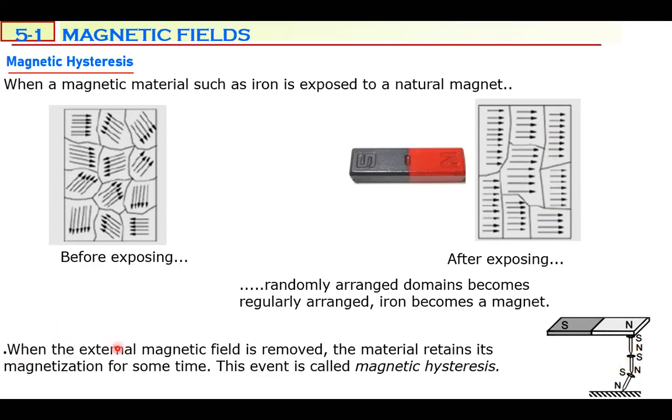becomes a magnet. When an external magnetic field is removed, if you take this natural magnet away from these pins, the magnetic material retains its magnetization for some time. So this pin does not lose its magnetic property quickly. It takes some time to lose its magnetic property. This event of keeping the magnetism of a magnetic material after exposing a magnet is known as magnetic hysteresis.